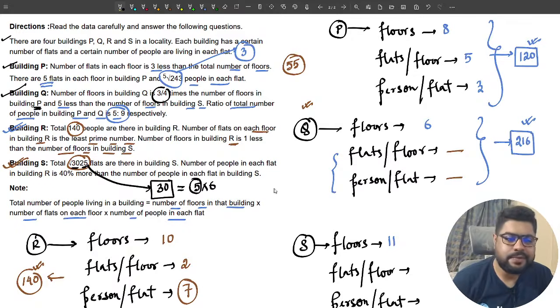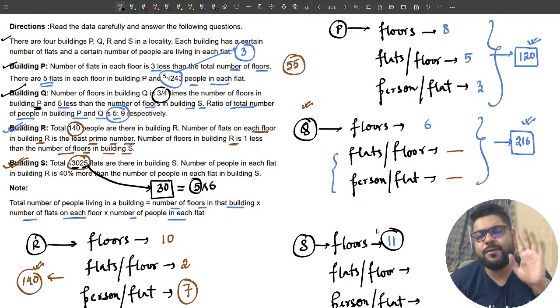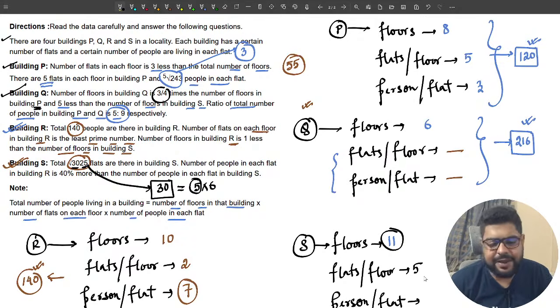Perfect, sir. Now that means total 55 flats, okay, and 11 floors are there. So every floor has how many flats? Can I say 5? 5 into 11, 55. Now, number of people in each flat is 40% more than the number of each flat in S.